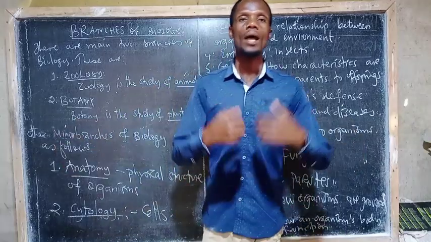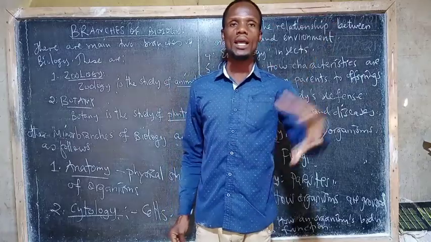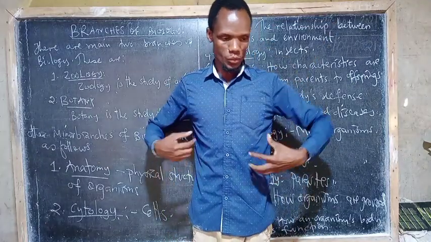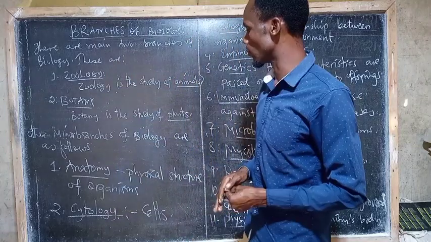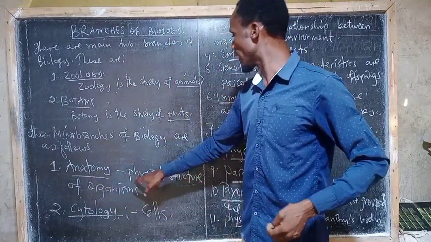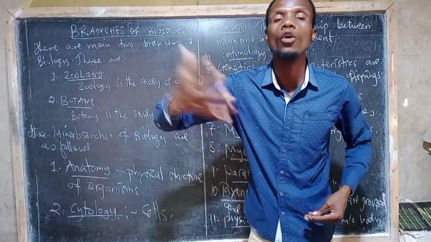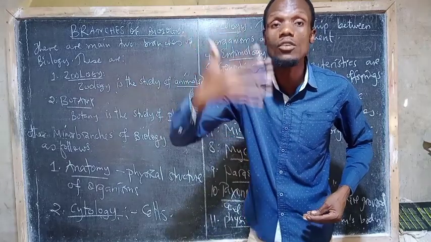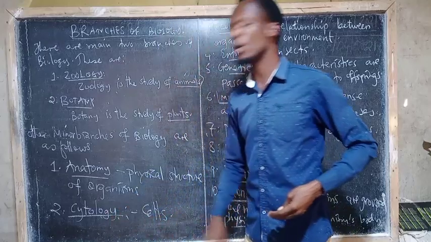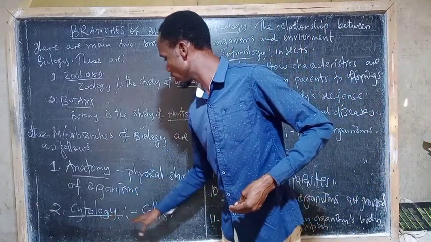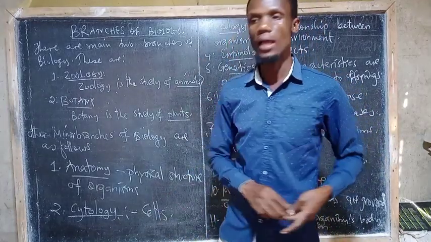Kama hivi unavyoniona mimi, hiyo ni physical structure, kwamba nina mkono, nina mikono, nina vidole, nina macho, nina kifua. That is the physical structure of organism. Hiyo inaitwa anatomy. Anatomy, physical structure of organism, ni kuangalia muundo unaoonekana kwa dhahiri, muonekano dhahiri wa kiumbe hai. Cytology ni kujifunza kuhusiana na cells. Cytology is the study of cells. Hiyo inaitwa cytology.